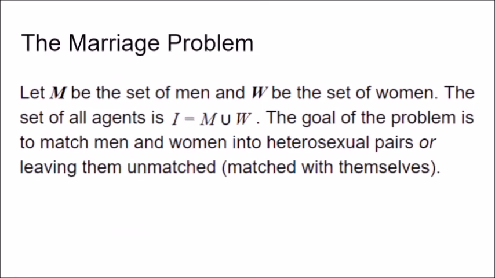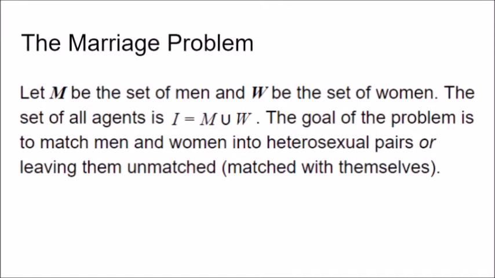The marriage problem is effectively a subset of the roommates problem, in which agents are split into male and female, and the goal is to make male-female pairs, heterosexual pairs. So if we let M be the set of men and W be the set of women, the set of all agents is M plus W. The goal of the problem, again, is to match men and women into heterosexual pairs, or, again, to leave them unmatched, which is equivalent to matching them with themselves.